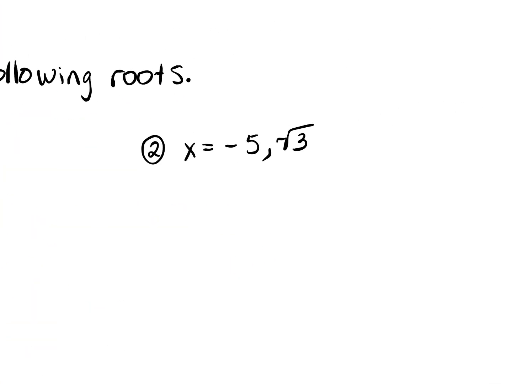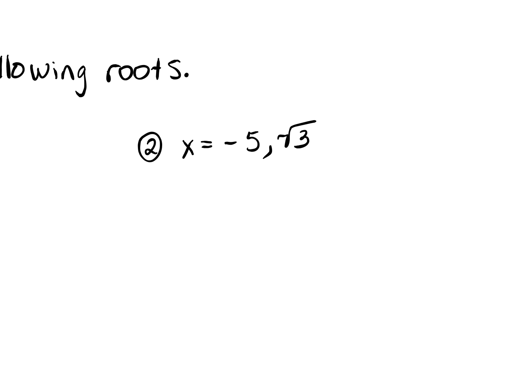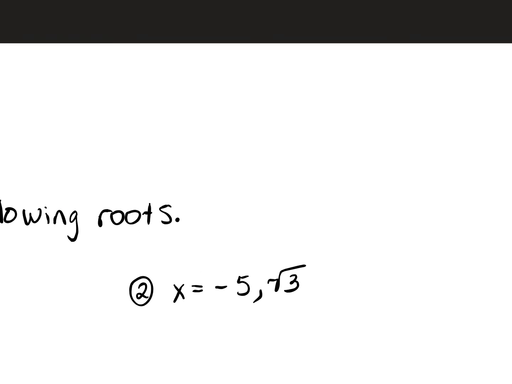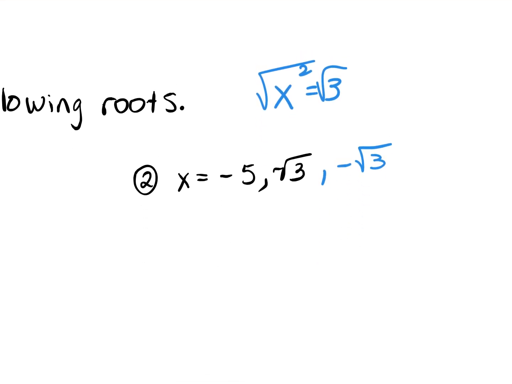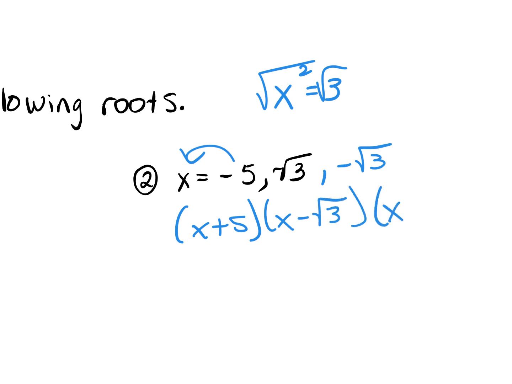So I come over here and I have an irrational root. I have the square root of 3. Well, think about it, guys. In order to get the square root of 3 as one of your answers, you had to have x squared equals 3. So not only do you have x equals positive root 3, you also have x equals negative root 3. We need to account for that. So my 3 parentheses are going to be x plus 5 when I move it over. It's going to be x minus the square root of 3 and x plus the square root of 3.